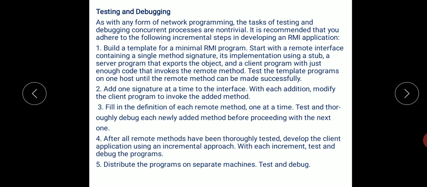The second step is to add one signature at a time to the interface, and with each addition, modify the client program to invoke the added method. So when you add methods, you should add one signature, one method, at a time, and modify the client to invoke the added method.